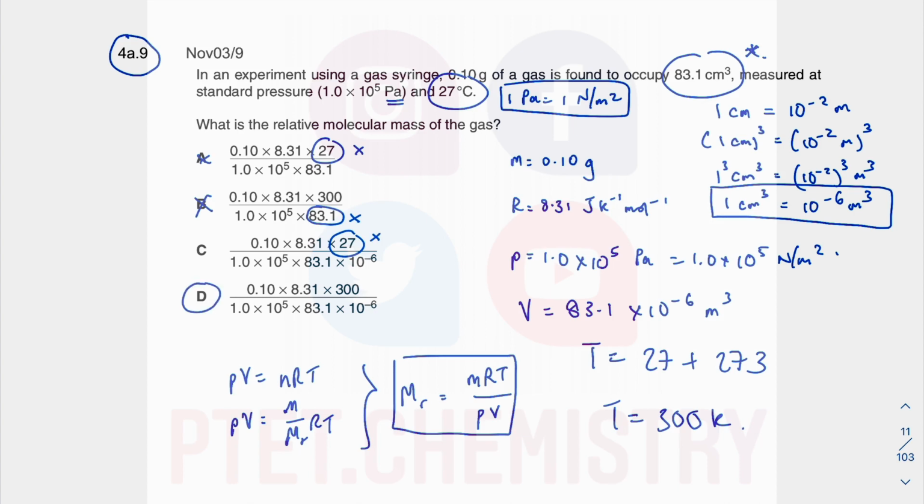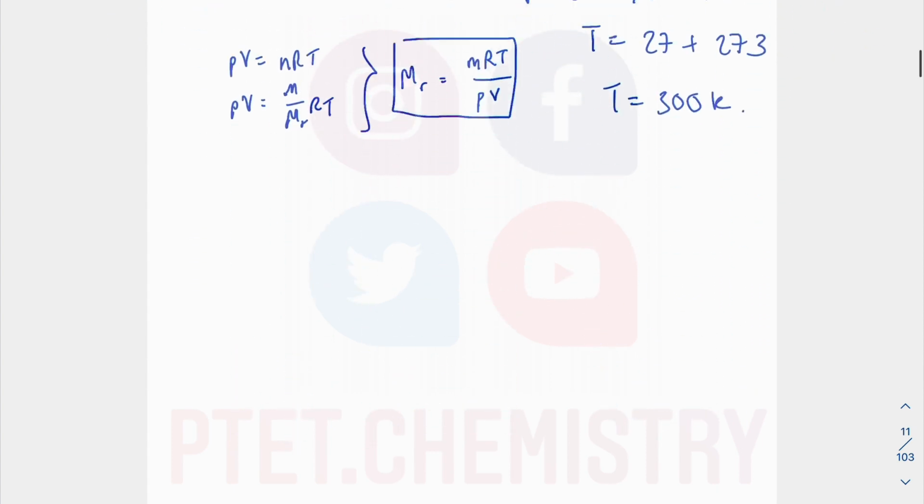It turns out that without even converting this to meter cube, you could have gotten the answer straight away by knowing that you cannot use 83.1 immediately with cm cube. You have to convert it. So without doing this conversion, you could have gotten this straight away. But again, you need to know how to do it in the theory paper, yeah?